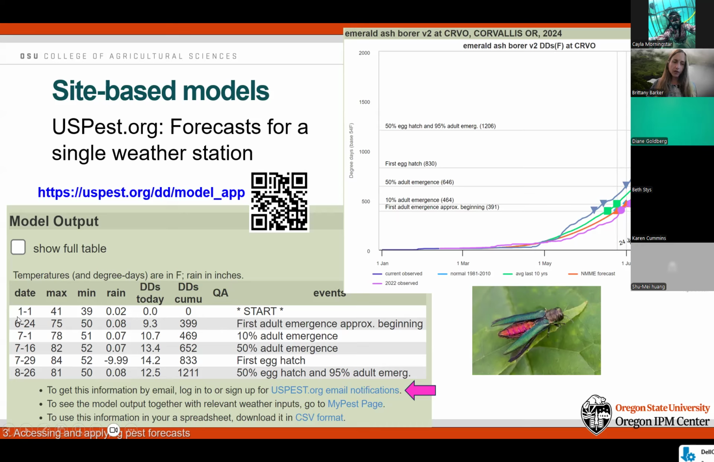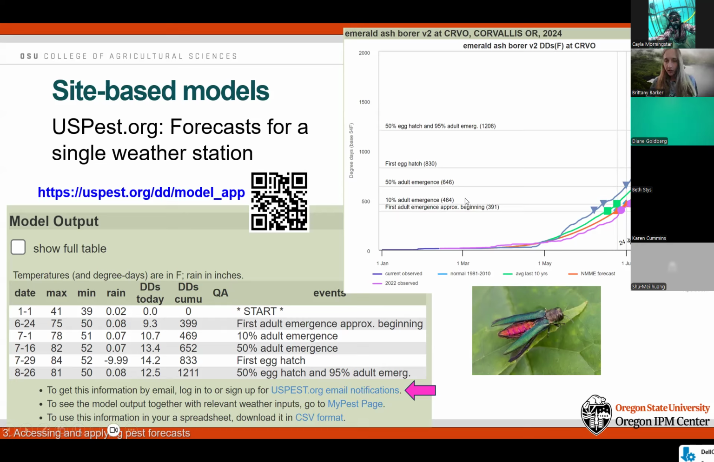So notice on January 1st, that is when the model starts. And so 0 degree days have accumulated. So that's model start. And then as of June 24th, we see that first adult emergence is predicted to begin, right? So again, that's an important event for this species because the adults are targeted for surveillance. And then we see there's some additional dates here going into the summer where approximately 10% of adults have emerged, 50%, and first egg hatch is predicted to occur on July 29th. And I think I forgot to mention this is the model for 2024, but when you go to this yourself, it'll be using data for this year, 2025.